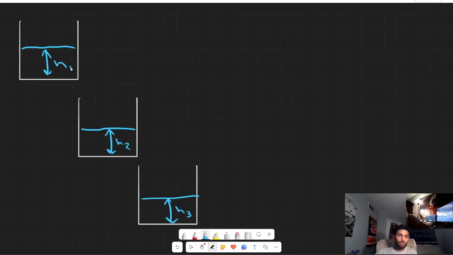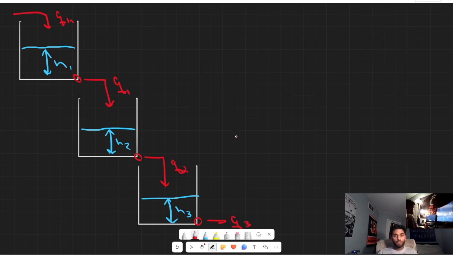We're going to have some liquid level in each of these three tanks, as well as a steady flow rate. And of course, this will trickle down. So eventually we get to this flow out of this last tank.